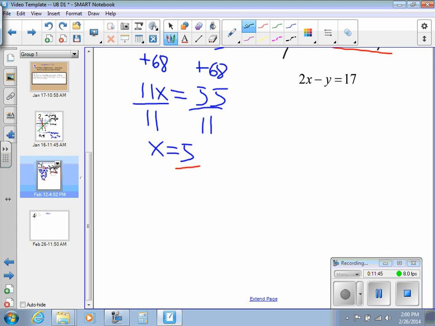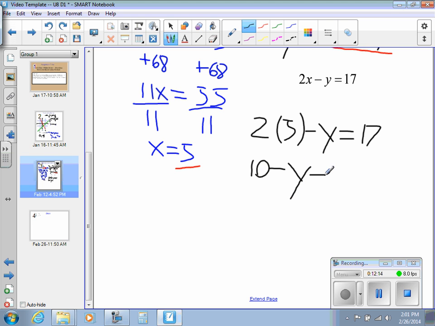So now I have, oops, I need a pen. No, I'll just go with black. 2 times, and I'm going to plug in the 5. Let me make that easier to read. Okay. 2, here I plug in the 5, minus y equals 17. And now I just need to solve for y. So now 2 times 5 is 10, minus y equals 17.